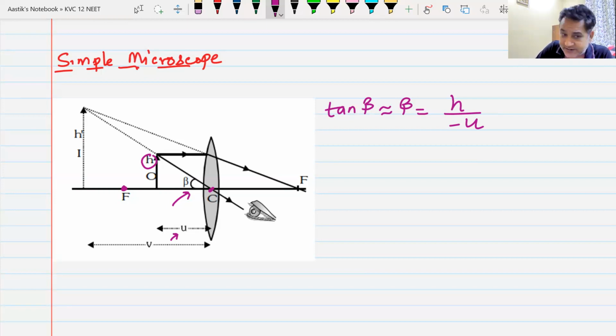You can draw a simple diagram if you want to. You can draw this diagram, and just remember that this beta, or tan of beta, is h divided by minus u.